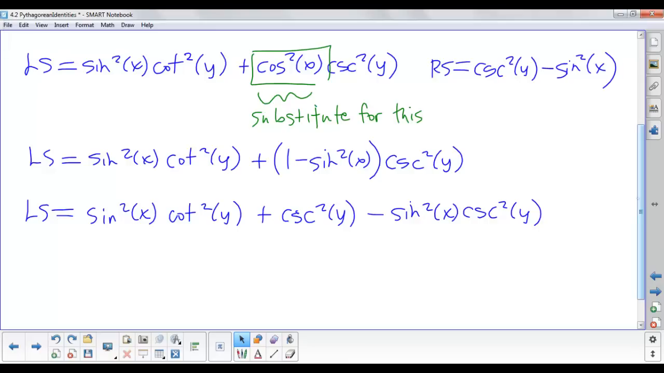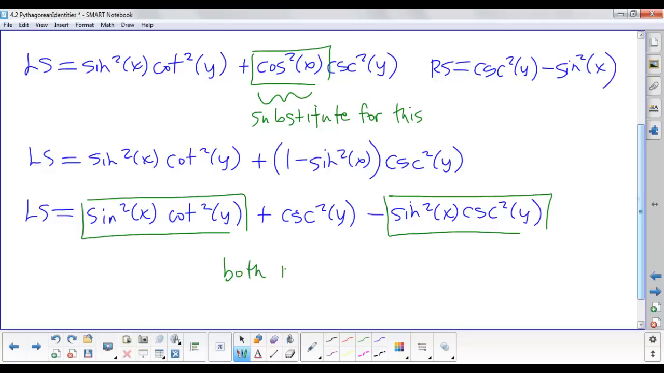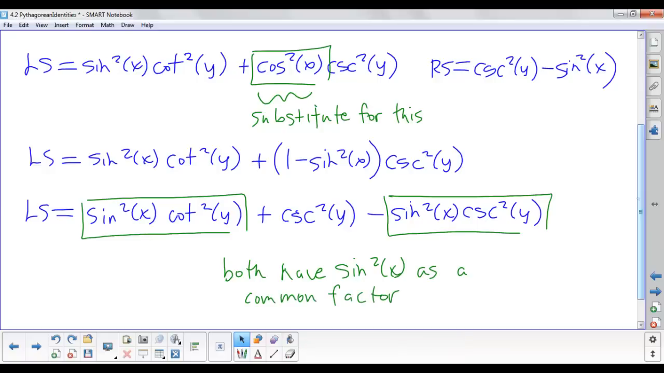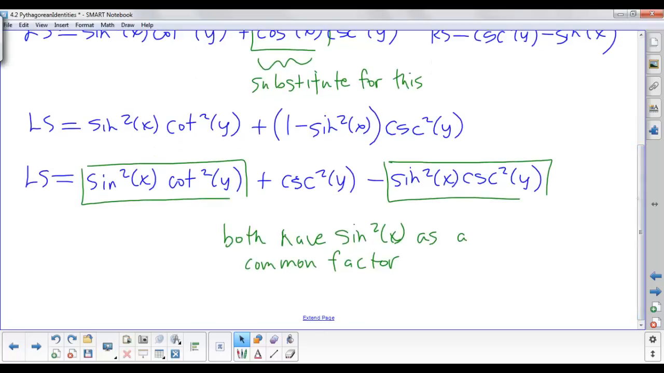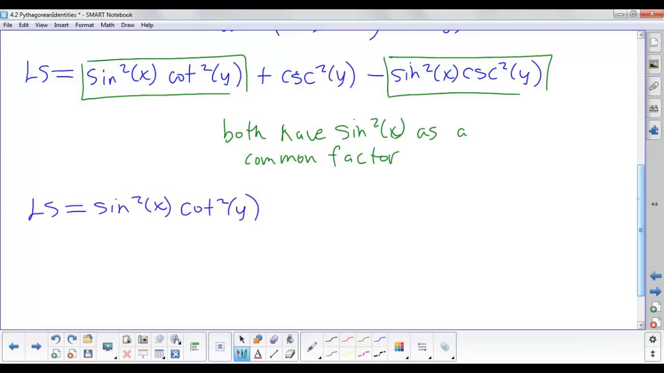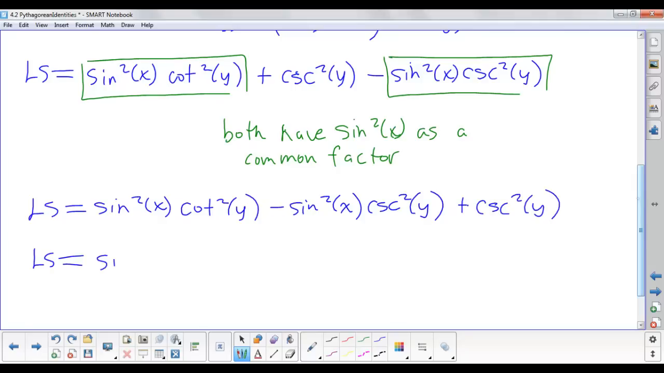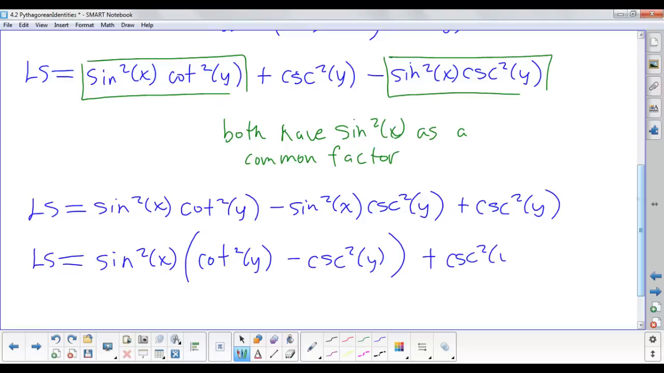Right? What I would do at this point is sort of look at, okay, I've got three expressions here, and I'm going to highlight two of them. Specifically, my first expression here and my last expression here both have sine squared x as a common factor. So what I'm going to do here is actually group those terms together so I can actually remove that common factor. So now we'll factor out sine squared x and be left with, okay, I'm going to have a cotangent squared y and then minus my cosecant squared y. Alright, and then I still have the plus cosecant squared y at the end.